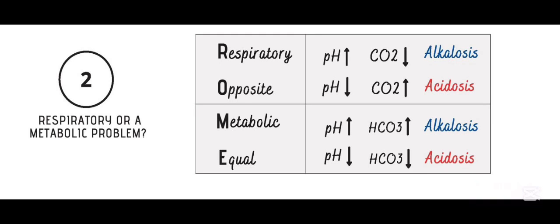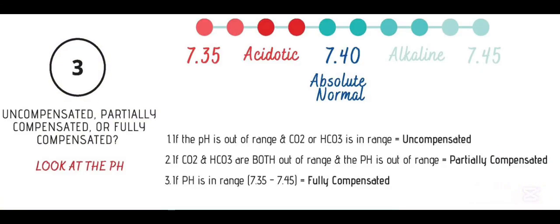As in the ROME trick, if pH increases and bicarbonate also increases, it gives us metabolic alkalosis. And if pH decreases and bicarbonate also decreases, it gives us metabolic acidosis. So from this we conclude that in a respiratory problem CO2 is opposite to pH, and in a metabolic problem the bicarbonate is equal to pH. Now let's talk about the compensation.